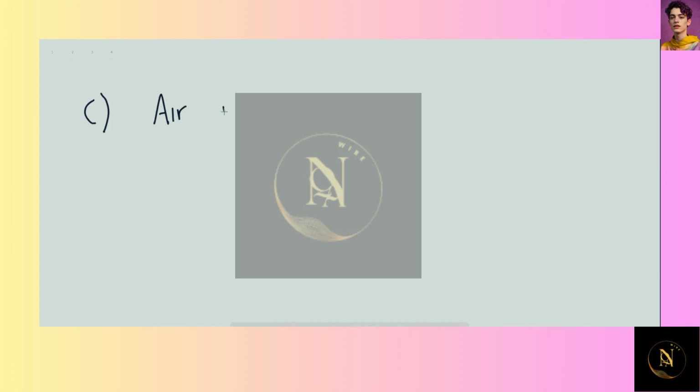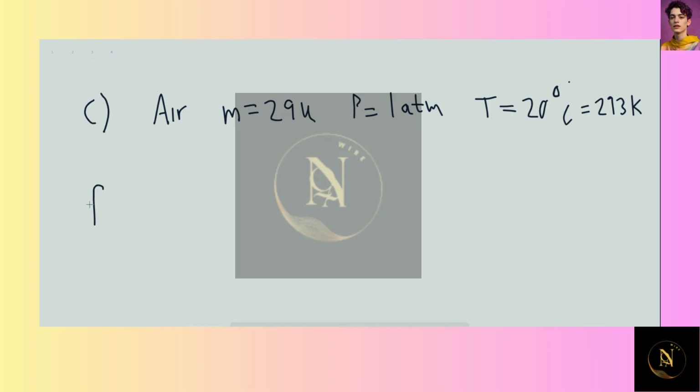We have air. We're assuming that its mass is about 29 u, where u is the proton mass. We're assuming the pressure is 1 atm, 1 atmosphere. And we're assuming the temperature is just 20 C, or 293 Kelvin. So all we have to do to find the frequency is to simply input what we know into the part B expression, PL squared over root 4m kT. Start plugging some numbers in.